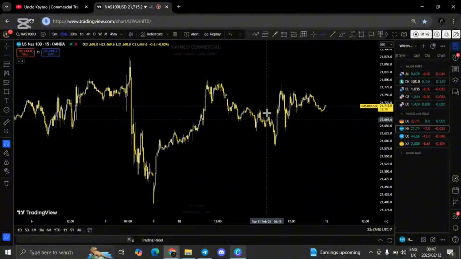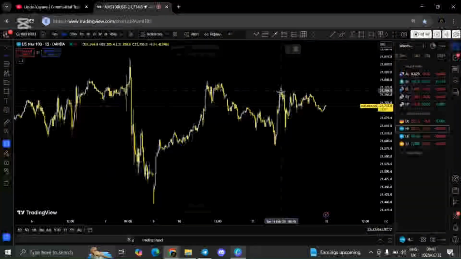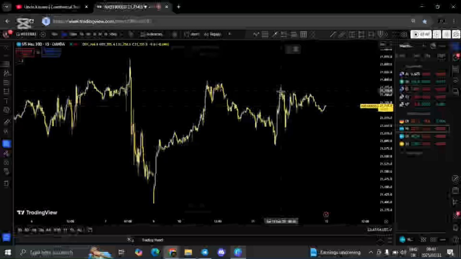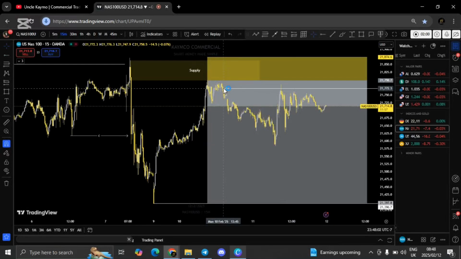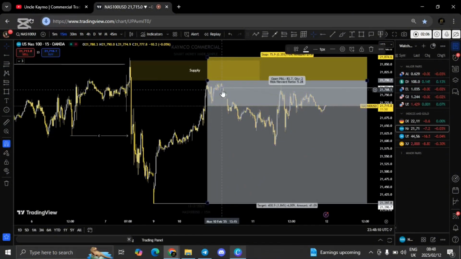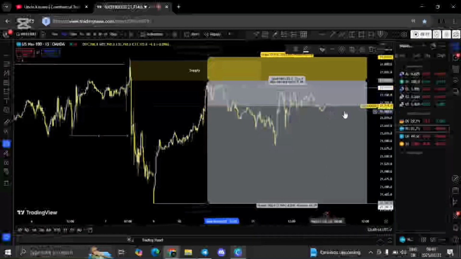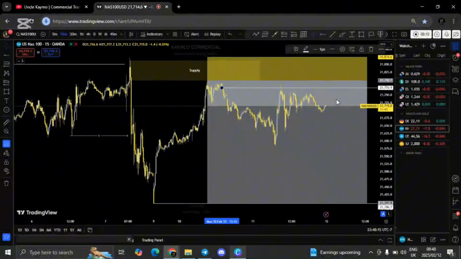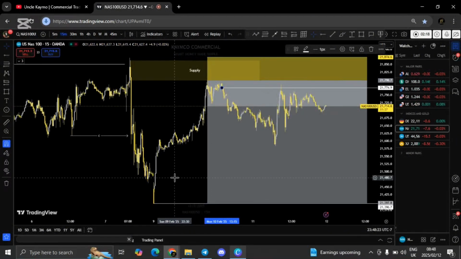So I actually decided to put my stop loss somewhere around here. Somewhere around here. Yeah, somewhere around here. So I'll just let, my bad, so I'll just let Nasdaq run. It's currently a safe trade for now.